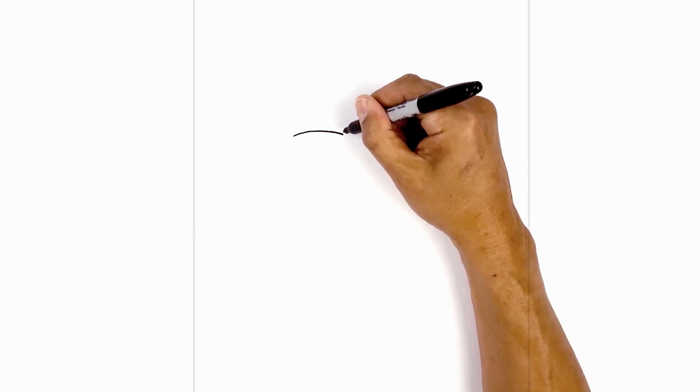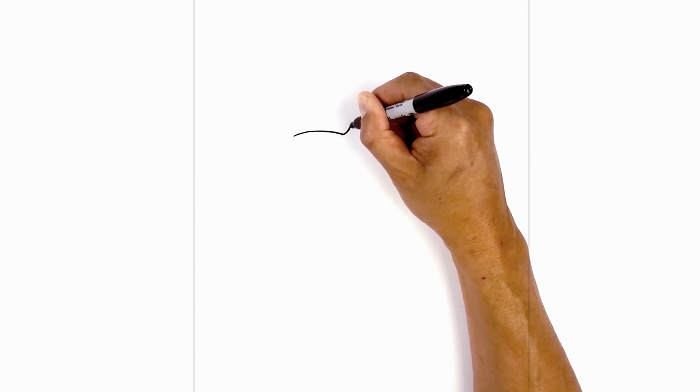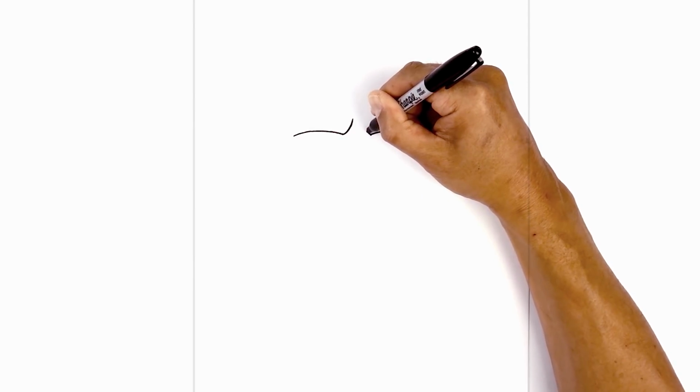Let's curl up the frown line. Starting on the left, we're going to come in and then pull that up. We'll do the same thing on the right side.